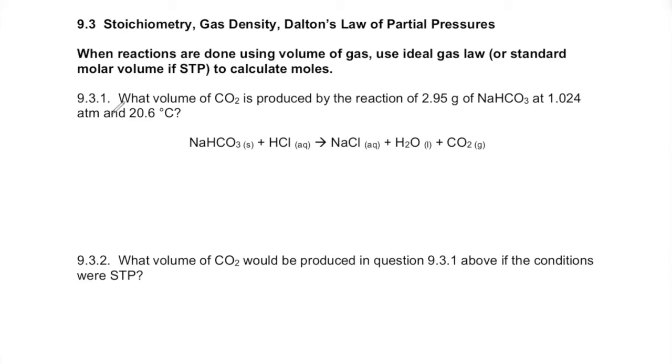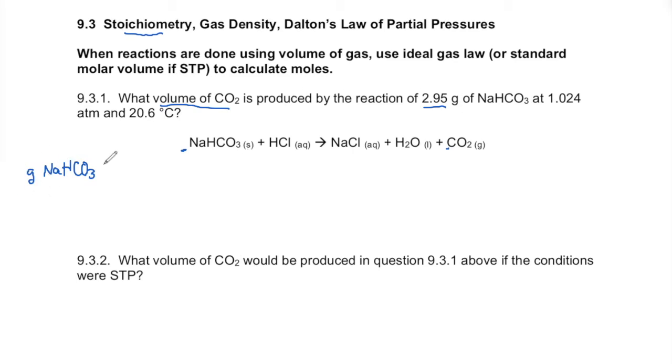So let's go ahead and use that type of roadmap in stoichiometry problems with gases. We want to know the volume of carbon dioxide gas, and we are starting with the mass of sodium bicarbonate. The relationship between carbon dioxide and sodium bicarbonate is given by the coefficients in this equation. It's a 1-to-1 molar relationship.